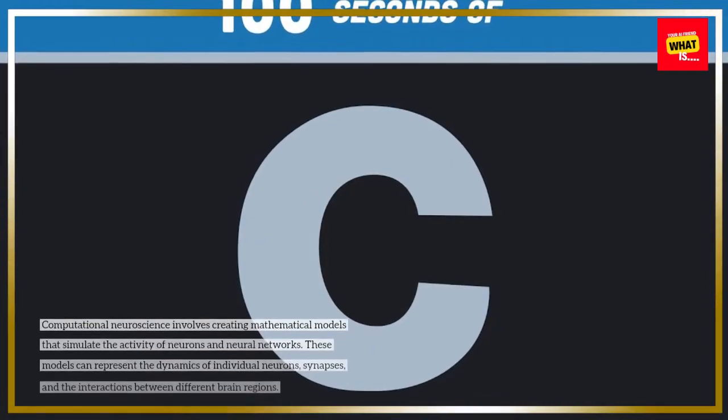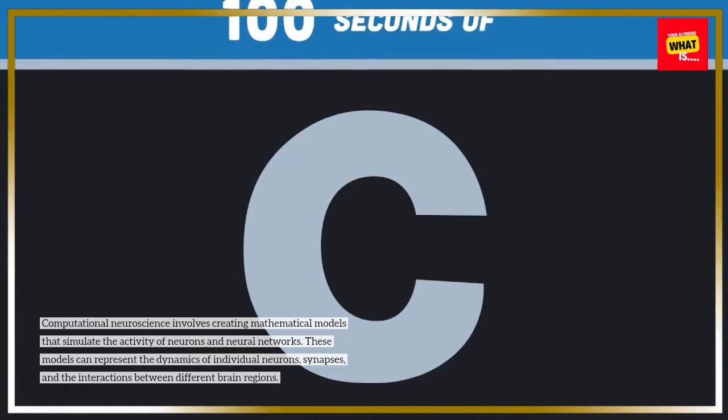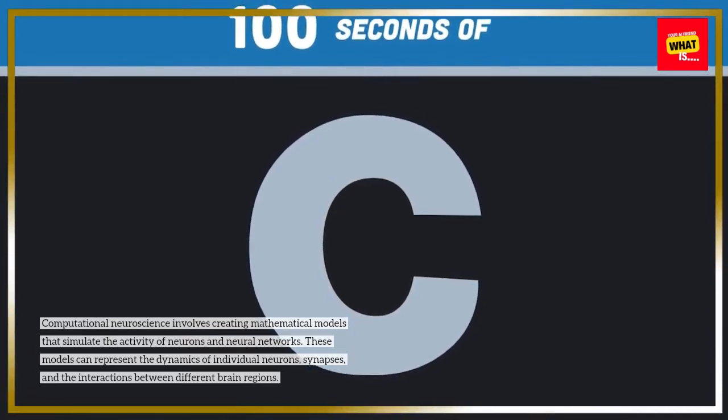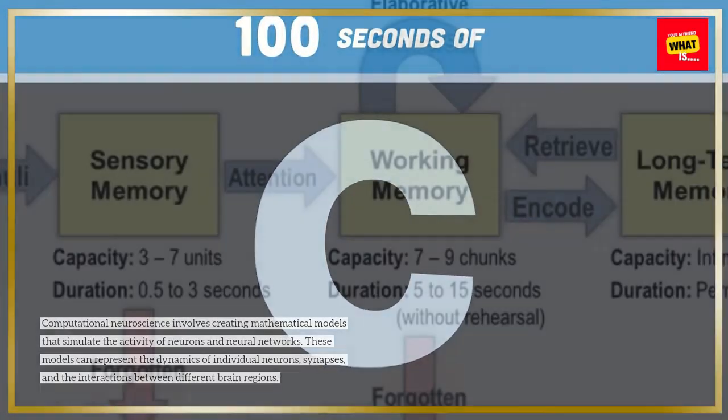Computational neuroscience involves creating mathematical models that simulate the activity of neurons and neural networks. These models can represent the dynamics of individual neurons, synapses, and the interactions between different brain regions.